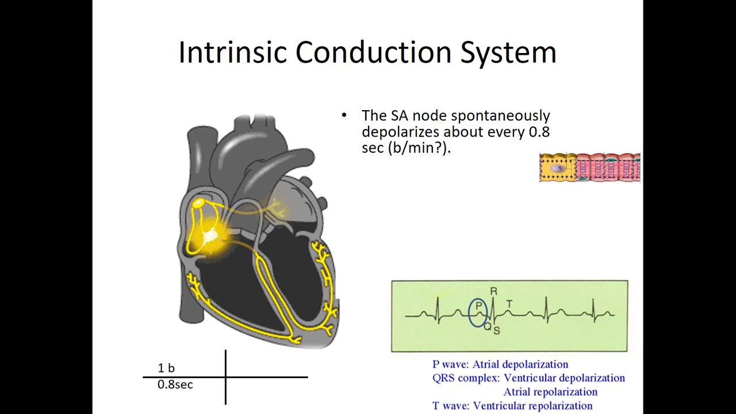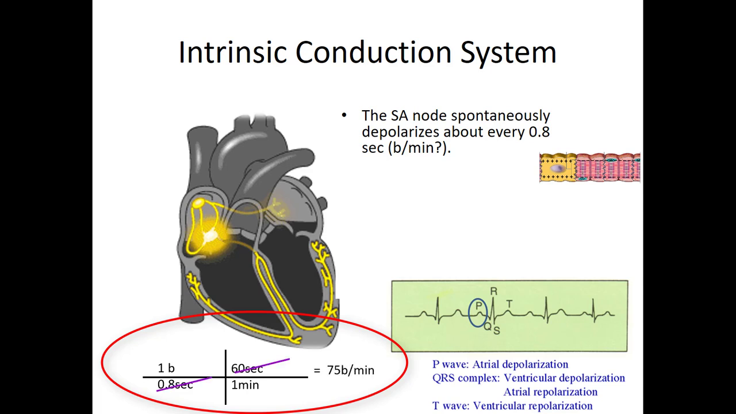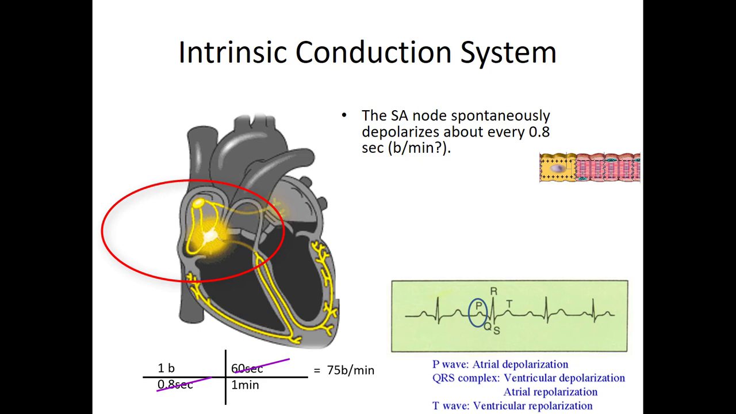So to do this one, I can put here 1 beat per 0.8 second. And to cancel out seconds, I can put 60 seconds and 1 minute. This is equivalent, right? So cancel out, cancel out. Oh, 75 beats per minute. So if the SA node makes depolarization, our heart rate is around 75 beats per minute.